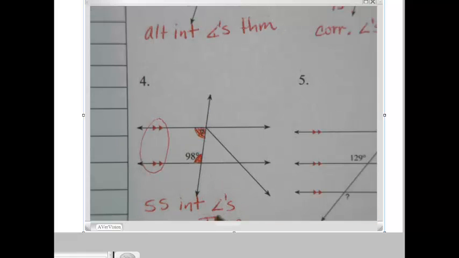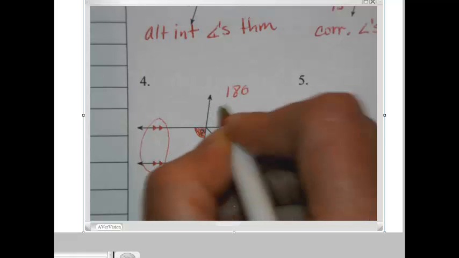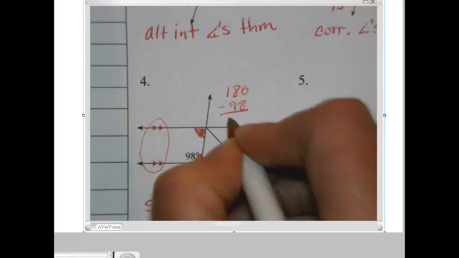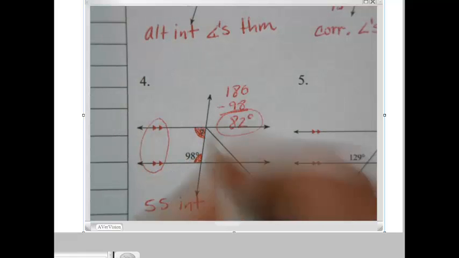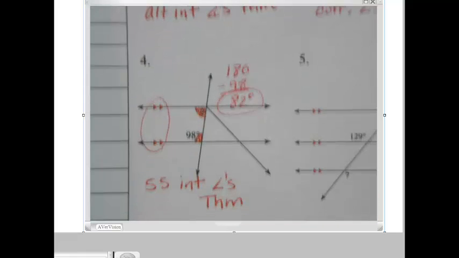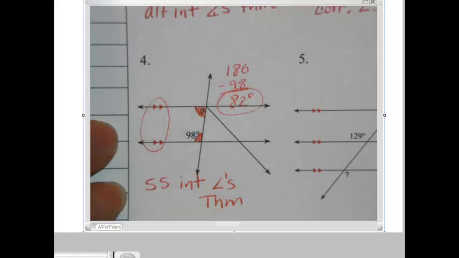So what do I get if I take 180 and subtract out 98 degrees from there? If my arithmetic is right, I think that's 82 degrees. So 82 degrees is my answer. And I justify it with the same side interior angles theorem.